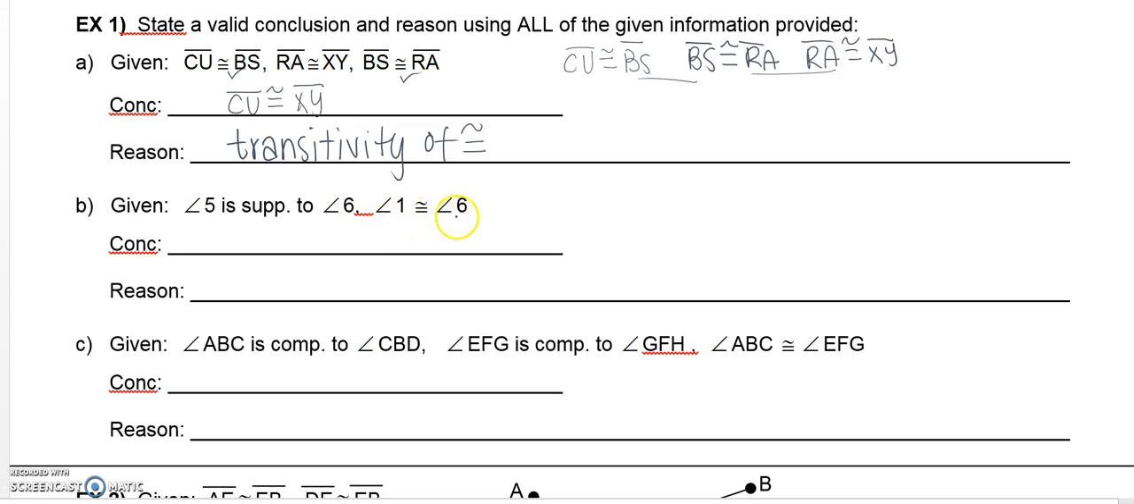In our other example, for B, we're given angle 5 is supplementary to angle 6, and angle 1 is congruent to angle 6. So I know that 1 and 6 are the same measure. They're interchangeable, so we're dealing with the substitution property. I have 6 in my supplementary statement. I know 6 is congruent to 1, so I can make the conclusion and just substitute in angle 1 for 6. And again, that's going to be substitution.